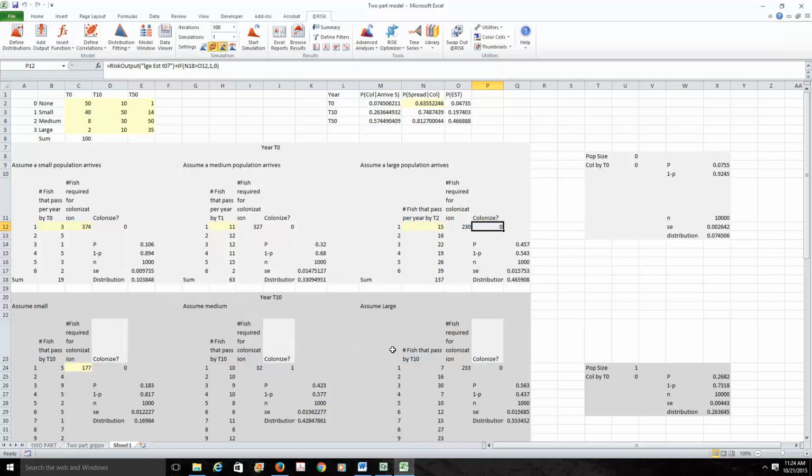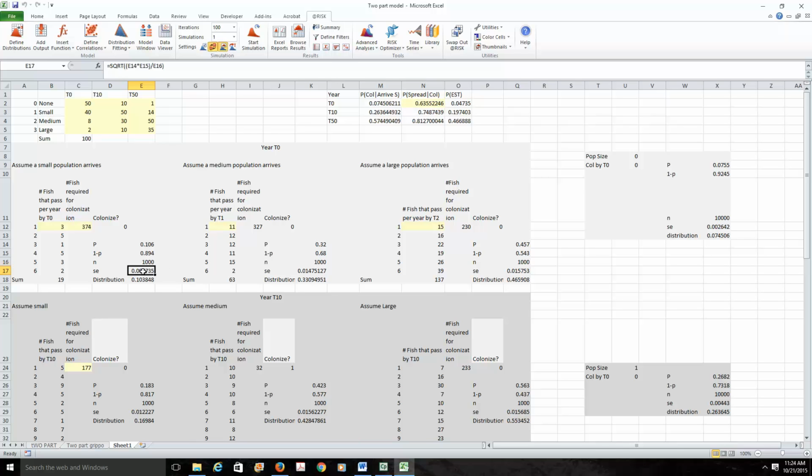Now, prior to making this video, I ran a simulation of 1,000 iterations, and these will be the results, and you'll see those results in each of the shaded areas that I have here. So let's focus on this one here. When I did the original run, there was a 0.106 chance of colonization. 1 minus p is 0.894, as you see here. My sample size was 1,000 when I did that.